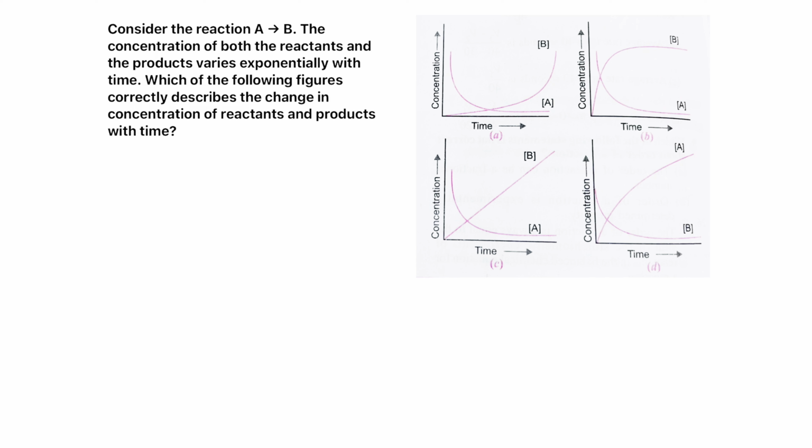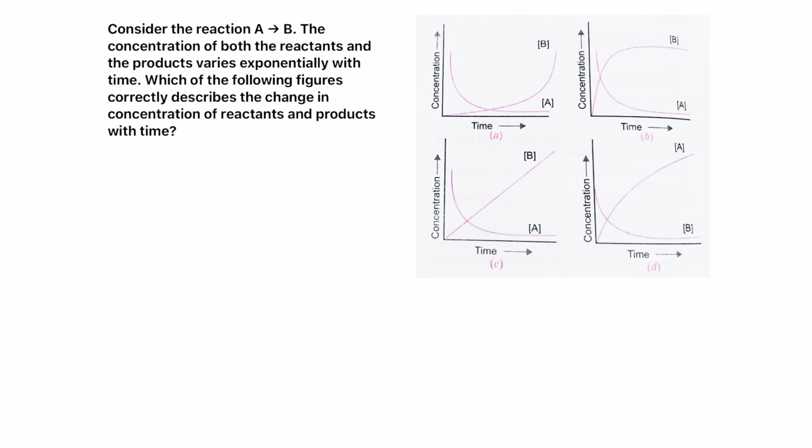Consider the reaction A gives B. The concentration of both the reactant and the product varies exponentially with time, which means the concentration of the reactant decreases exponentially, and the concentration of the product definitely increases exponentially. Which of the following figures correctly describes the change in concentration of reactant and product with time? Both vary exponentially with time.